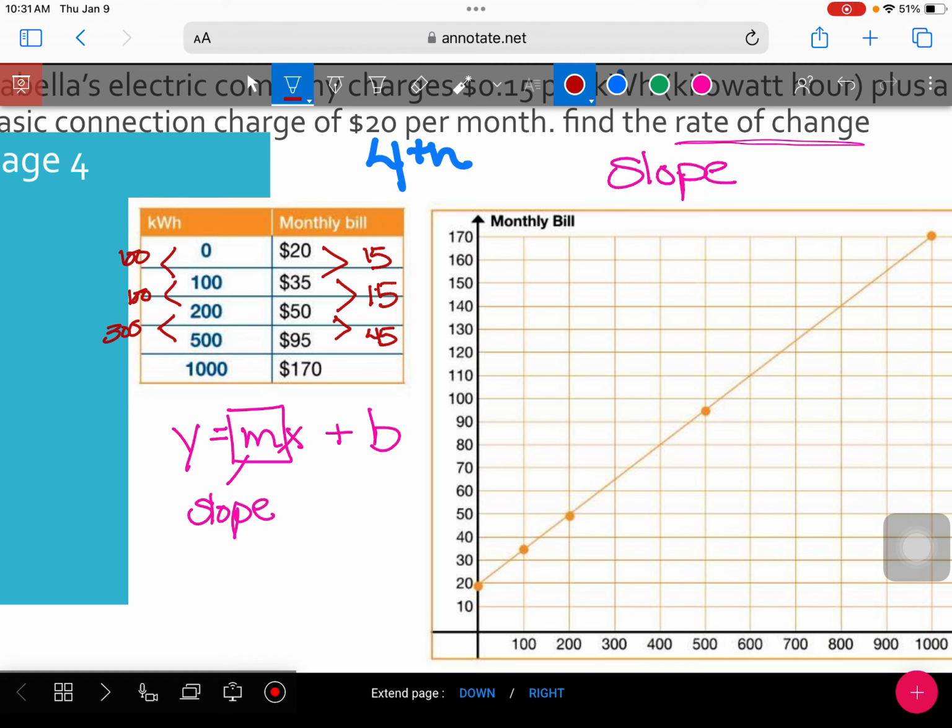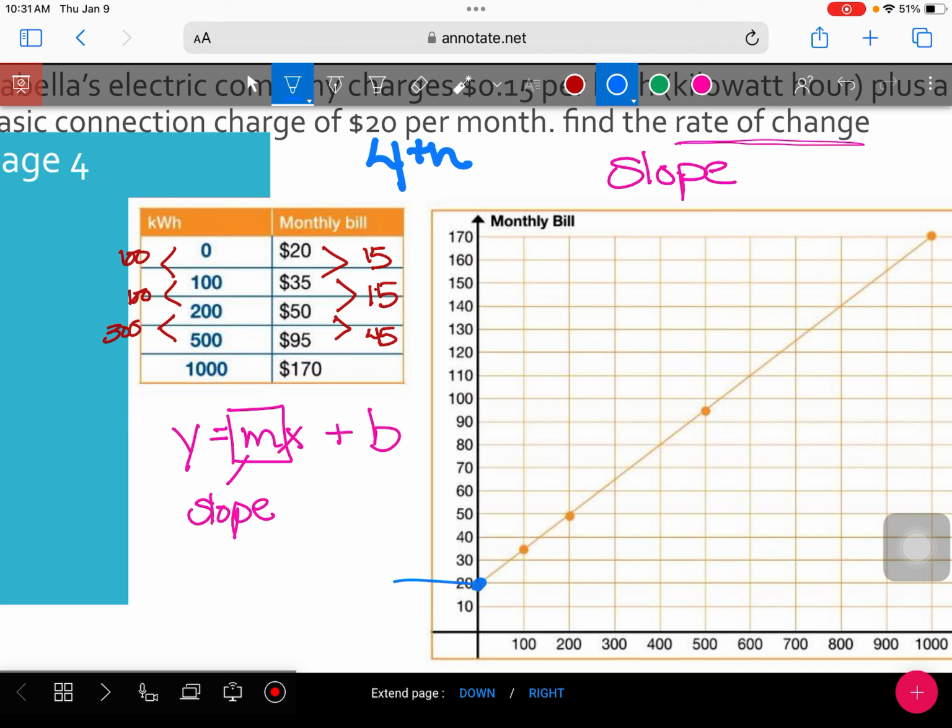Another good question. How would you answer the question? You're going to go with kilowatts are the y? No, the x, and then the monthly bill. How could we check? We have 0 and 20. Is there a point 0, 20? Yes, there is. It's right here. What do we call this?